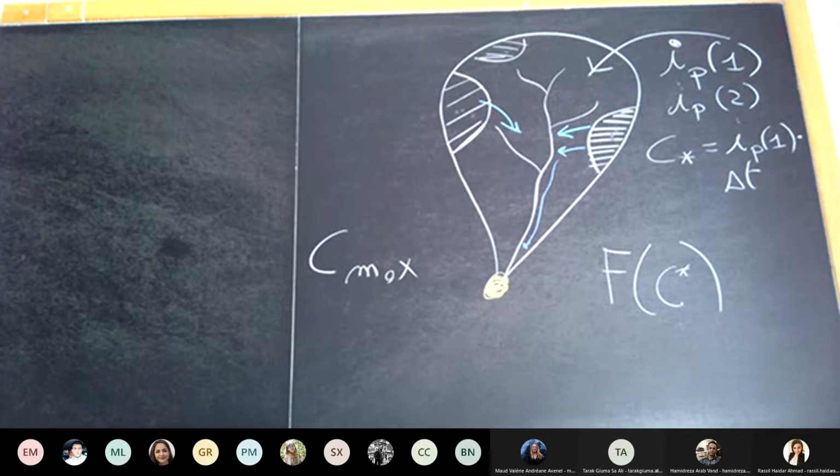So I would split my answer in two parts. First, if you ask me mathematically, let's suppose that I know this relationship, which is, let me put it on the screen.